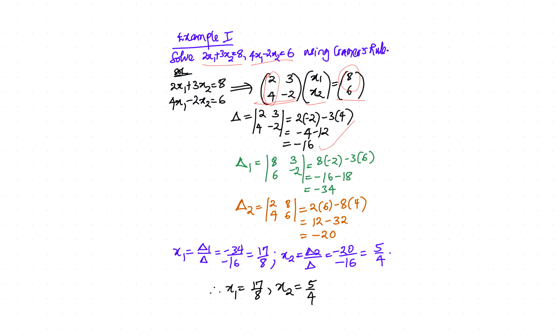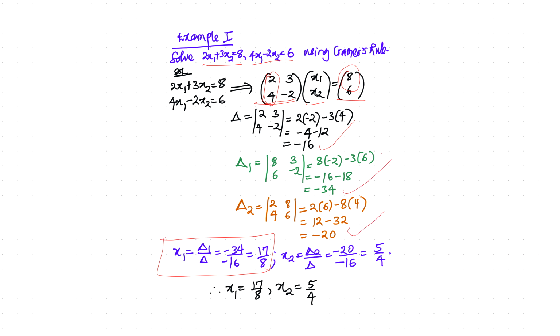So of course, x1 is the determinant in the case where you replaced column 1 with 8, 6, that's for the values of x1. So that determinant divided by the original determinant, the first determinant, that's minus 34 over minus 16. And that ends up giving you 17 over 8.